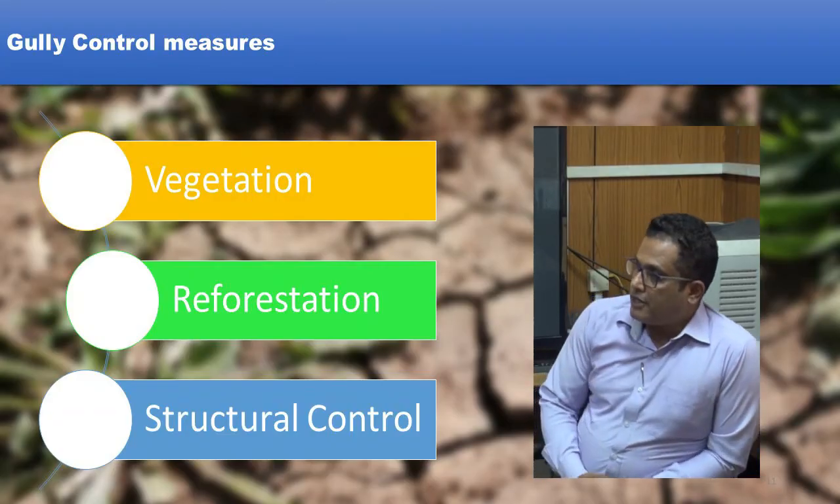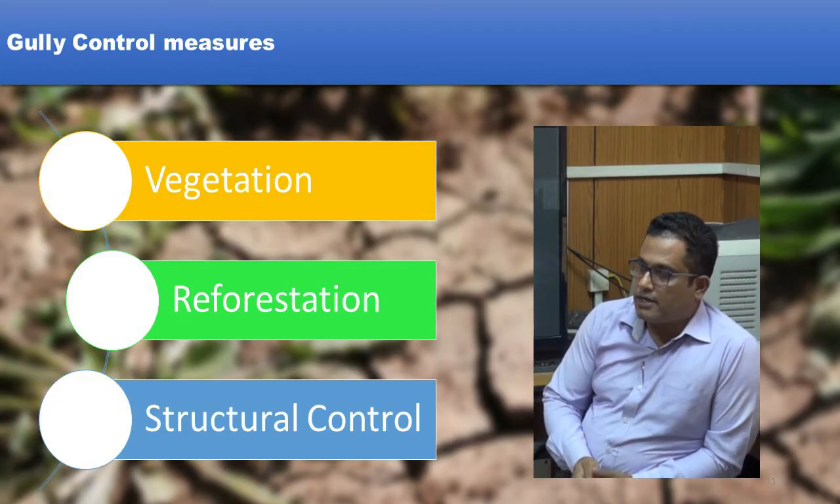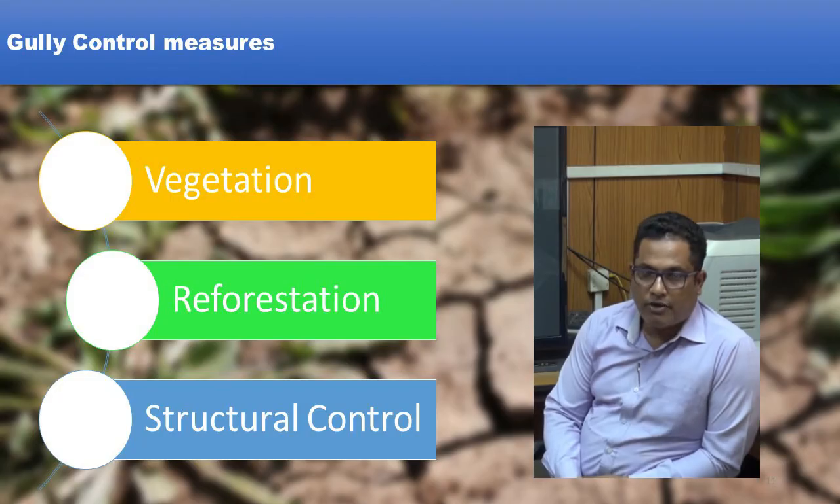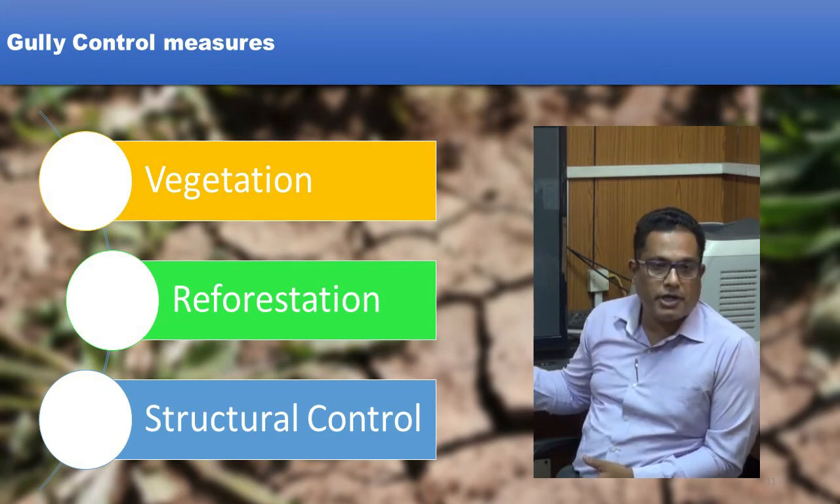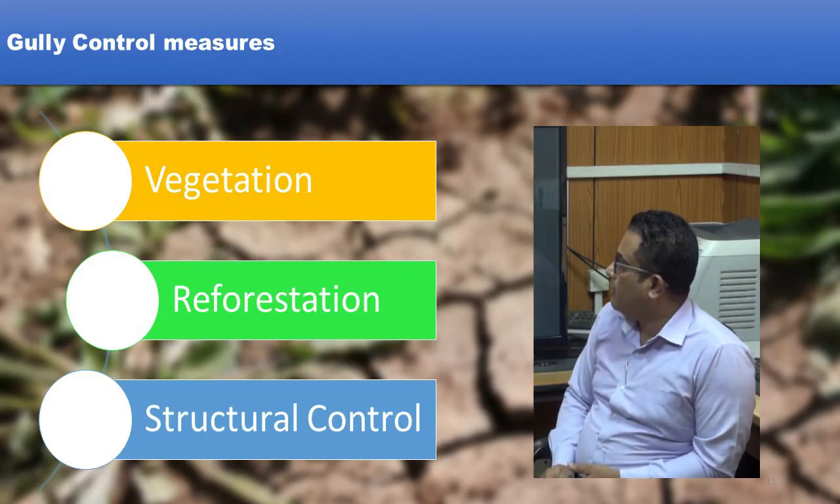Gully control measures, we will be discussing in detail in our practical classes, but in broad heads, the first is vegetation. We have discussed the agronomic measures for control of water erosion. The same can be adopted for gully erosion as well. Second is reforestation.